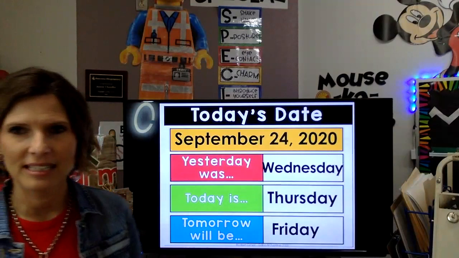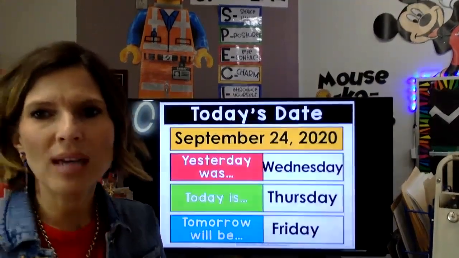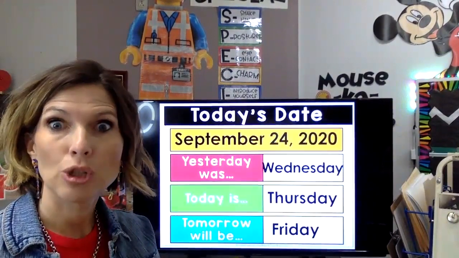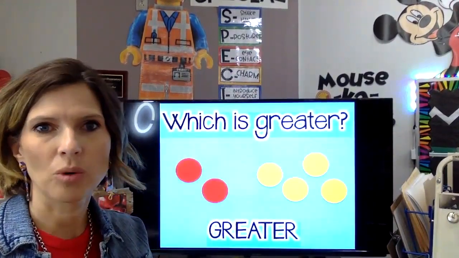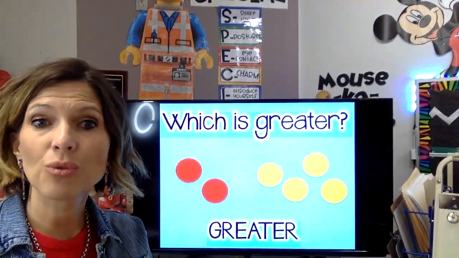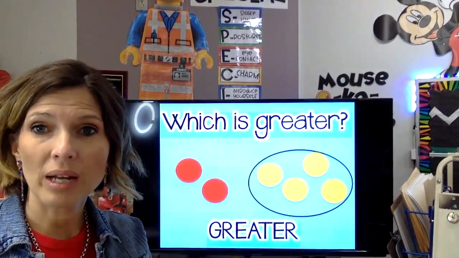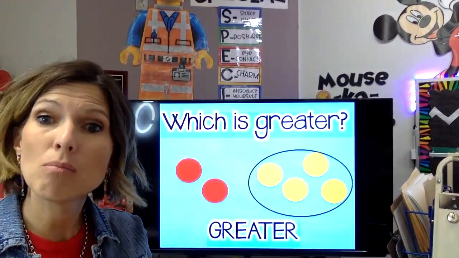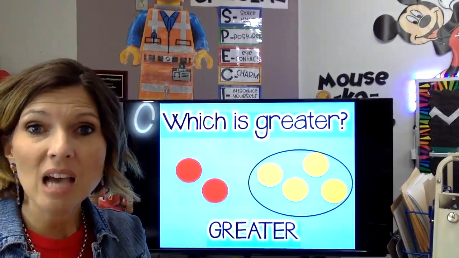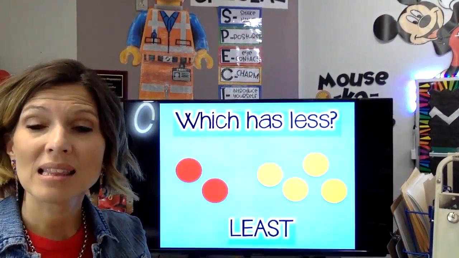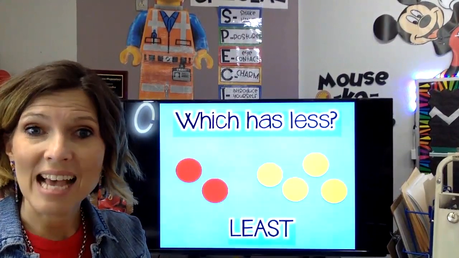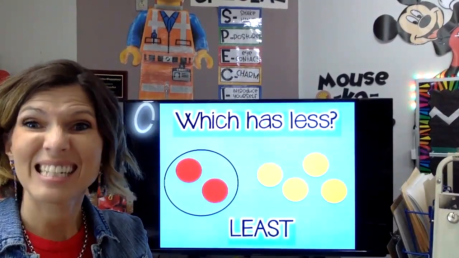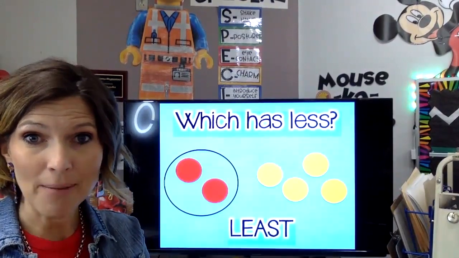Friday, my favorite day. Now let's look at those vocabulary words that we talked about when we talked about math on Tuesday. We talked about this word, greater. Which one is greater? And we would say that the yellow one is greater because there are more yellows than reds. It has more than the reds. The other vocabulary we had was less. Which one has less, the yellow or the red? And we would say the red has less. It is the least amount, okay?